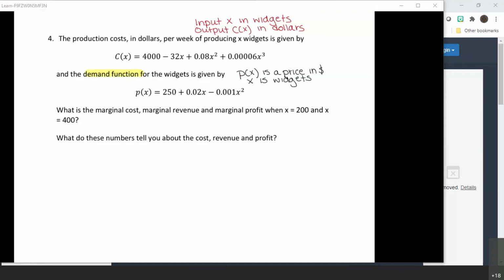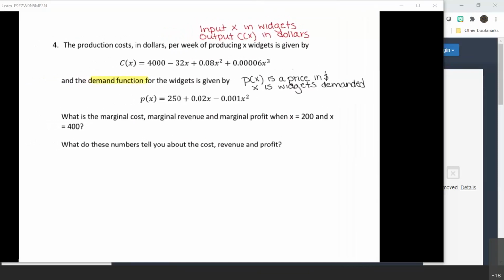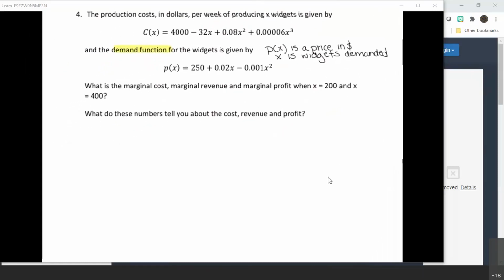Okay, so again, for those of you who've taken some econ classes or just general business stuff, you probably realize your price is dependent on your demand. So widgets demanded, let's say x. Okay, but in any event, it's widgets. So what you have here is an equation that gives you price.